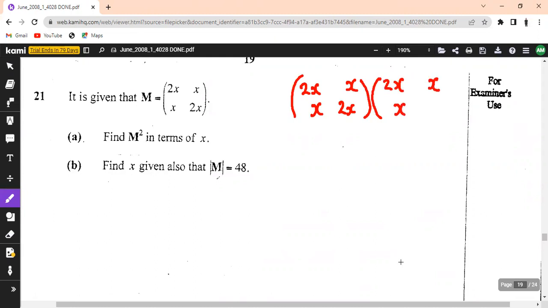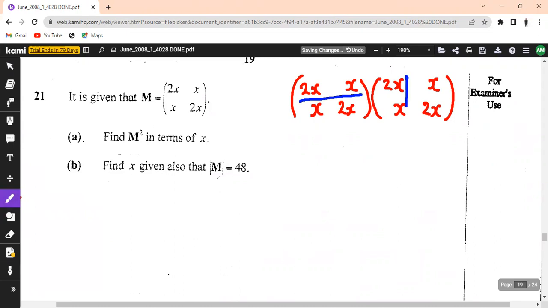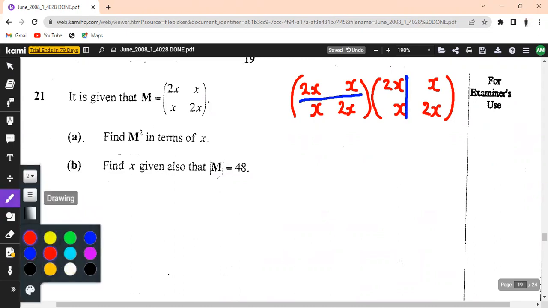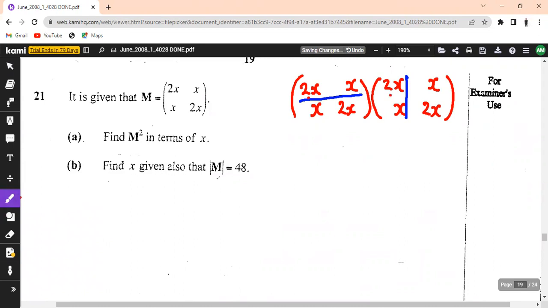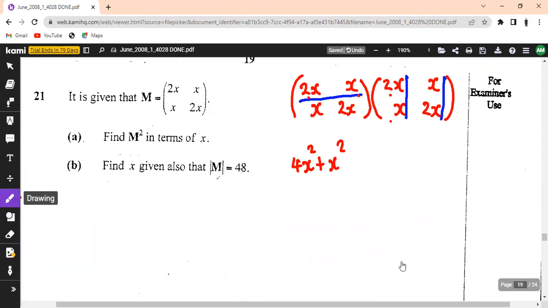All right. So you have to multiply your matrix 2 times, and we know matrix multiplication is row by column. So it's this row versus that column. So let us multiply and see what we're going to have. 2x and 2x, that's 4x squared, plus x and x, which is x squared. We are done with this row and the column. We move on to the same row, but another column now. So it's 2x and x, which is 2x squared, x and 2x, which is 2x squared. We are done with this row and the column.